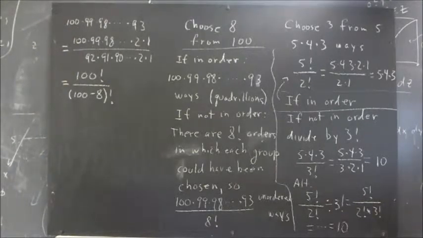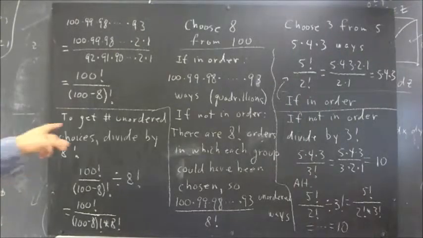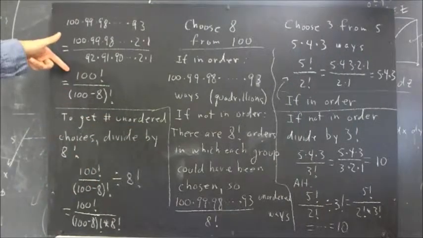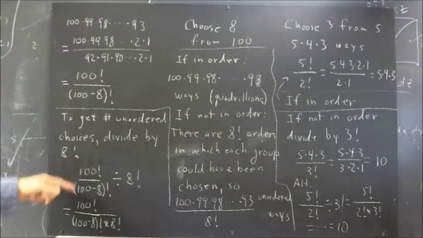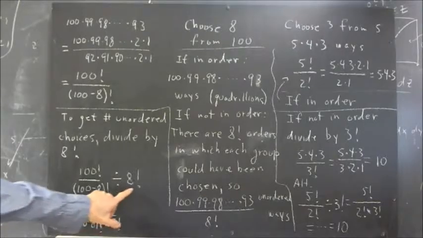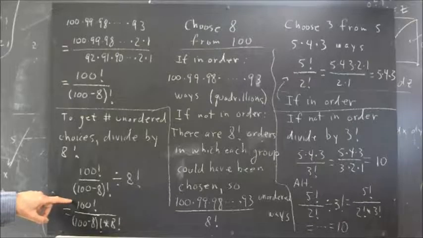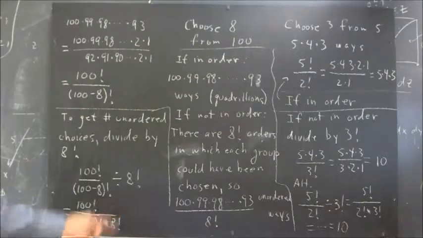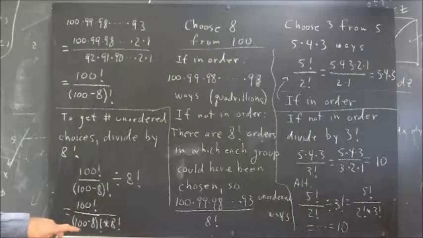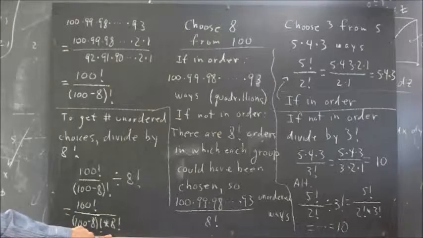Now, what would the expression be if we wanted the number of unordered possibilities? Well, to get the number of unordered choices, we're going to divide the number of ordered choices by 8 factorial. So we're going to have 100 factorial over 100 minus 8 factorial divided by 8 factorial. Well, that's going to be 100 factorial over 100 minus 8 factorial multiplied by 8 factorial, the whole denominator here. And when we write out the factorials and so forth, every number in the denominator will divide evenly into something in the numerator, so that we don't have to actually calculate 100 factorial, fortunately, because it's an unbelievably huge number, or 100 minus 8 factorial for that matter, or even 8 factorial.